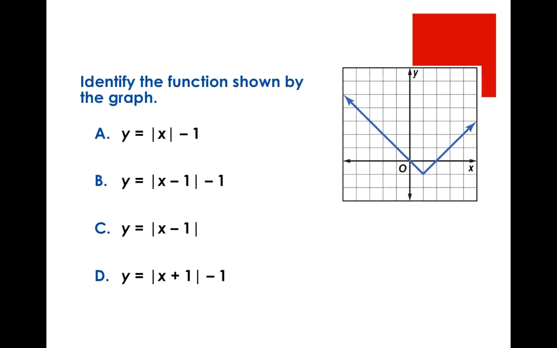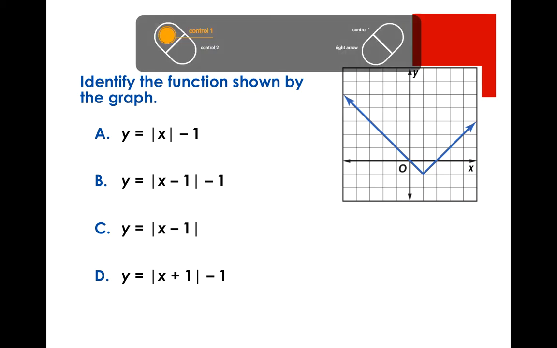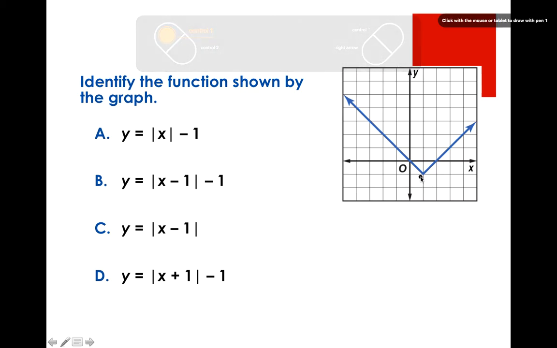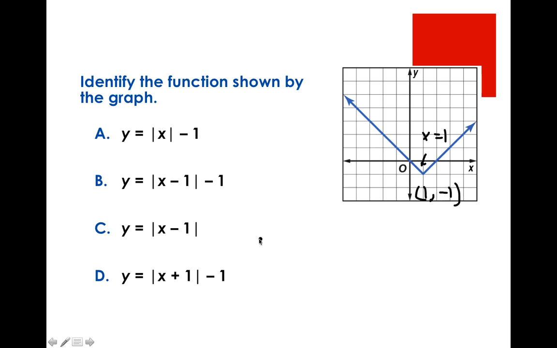If I ask you to identify what this is, it is an absolute value function. And notice this thing has been moved down a unit, but it's also been shifted right. So if you put some values in and you're wondering which one it is, put in 1 for x. What happens when you put in 1 for x? You have the ordered pair 1, negative 1.